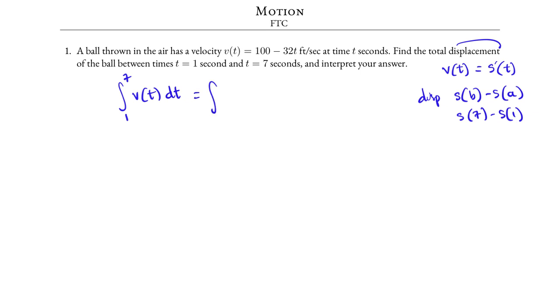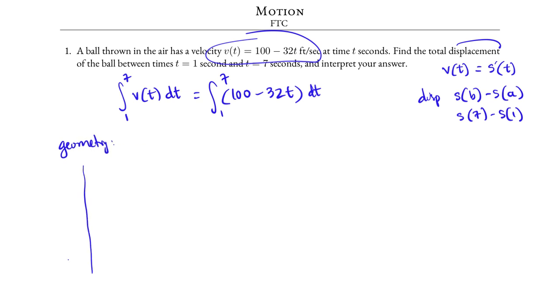The integral from 1 to 7 of 100 minus 32t dt can be computed using either the Riemann sum or geometry. Since the integrand is a linear function, we will use geometry instead of the Riemann sum. First, we graph the integrand. This is the velocity function. The graph of this linear function is a line, not drawn to scale here.